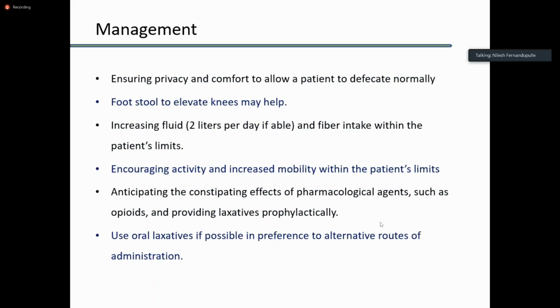Okay. Again, management. Ensuring privacy and comfort to allow the patient to defecate normally. A stool to elevate the knees. So this is actually very helpful. So patients have what you call the defecatory problem. So the stools basically come into the rectum, but they're unable to put it out of the rectum.